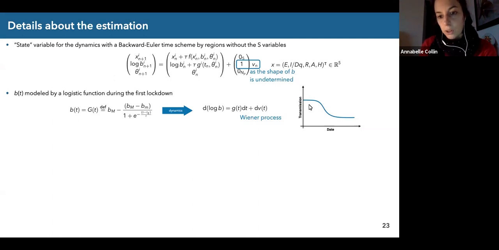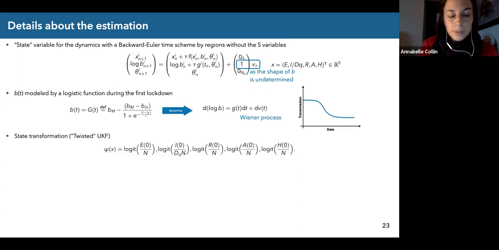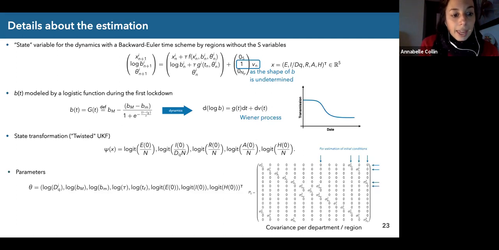So during the first lockdown, as you can see here, I can have a Wiener process in order to take into account the fact that there is an error on B, as I don't really know the impact of the lockdown. I will consider a state transformation using a logit function of the state. And I will estimate dq, the four parameters corresponding to the dynamic of B, and the initial condition, which are given here.